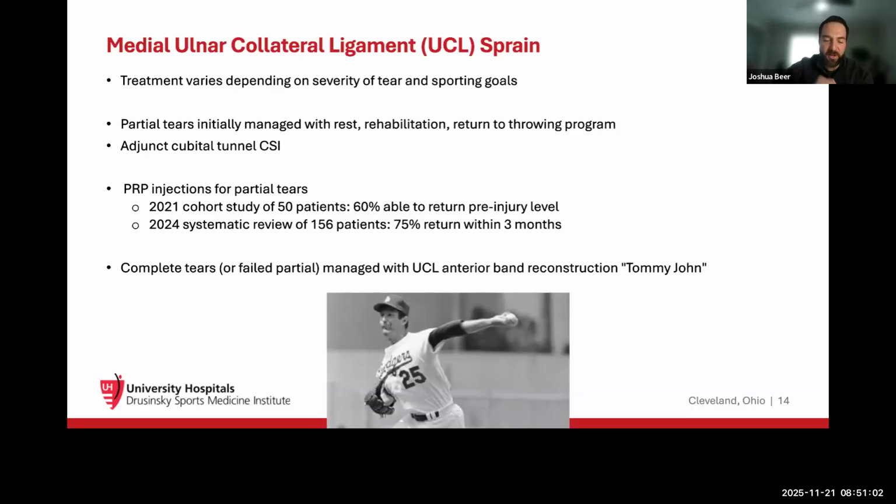Interestingly enough, Tommy John has the picture there. He's the first patient who ever had this surgery. He actually went on to win more baseball games after his surgery than prior to the surgery. And I want to say he has the most professional wins in Major League Baseball history without being elected to the Hall of Fame. So some fun trivia there for you.